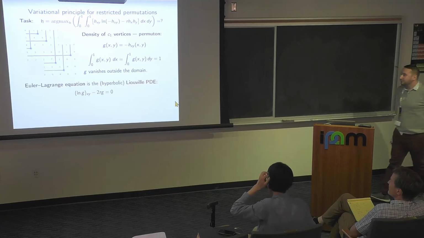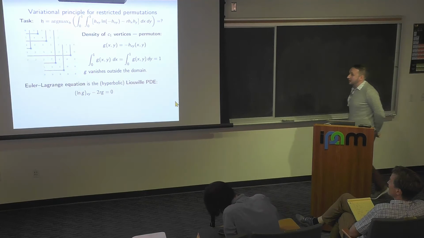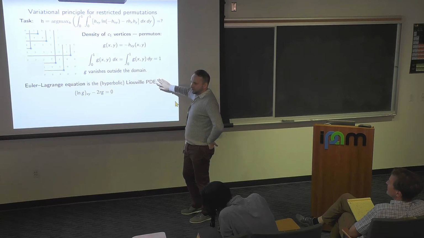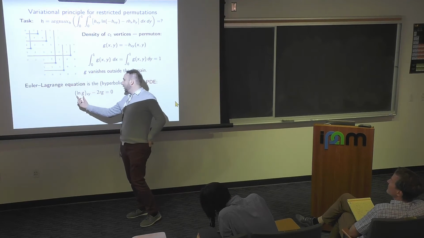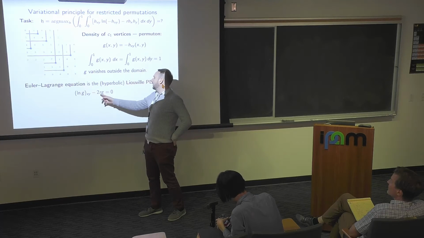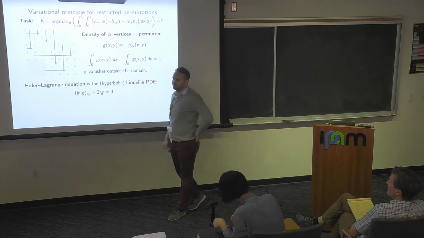So, you can start with the Euler-Lagrange equation. It turns out that the Euler-Lagrange equation will be the Liouville partial differential equation. That will look as follows: the logarithm of this density, if you look at this mixed partial derivative, minus twice r times the density itself is equal to 0.